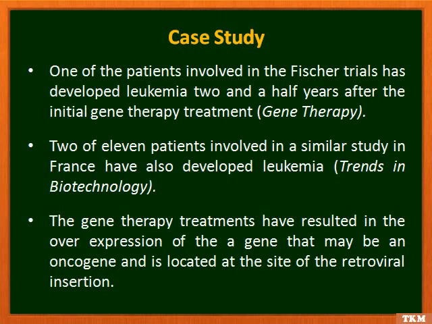One of the patients involved in the Fisher trials developed leukemia 2.5 years after the initial gene therapy treatment. Now, 2 of 11 patients involved in a similar study in France have also developed leukemia. This was mentioned in these journals. The gene therapy treatments have resulted in the overexpression of a gene that may be an oncogene and is located at the site of retroviral insertion.